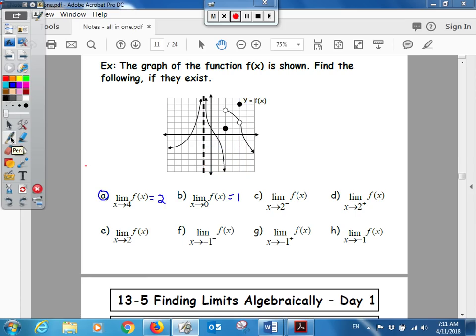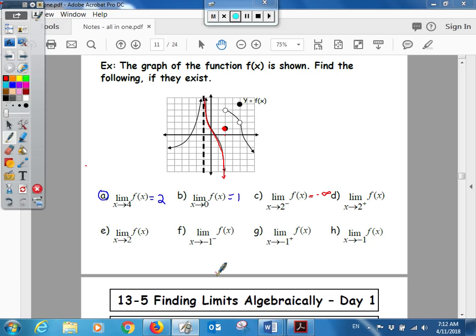C, the limit as x approaches 2 from the left. I'm only concerned about coming from the left as I'm approaching 2. Approaching 2 from the left, notice that it's going downwards. It's not where it's equal, but where it's approaching, so it's heading down to negative infinity. So the limit is negative infinity.